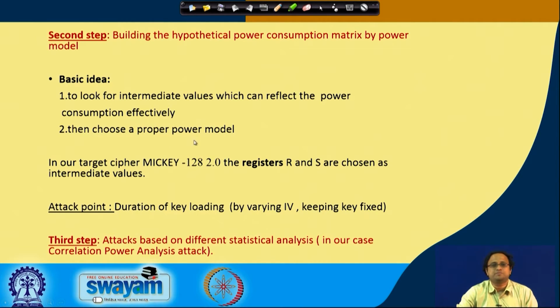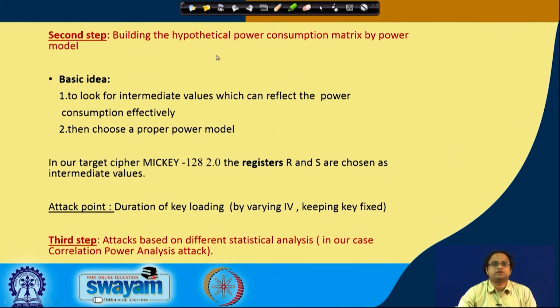Very important, in DPA, as we have seen even in the context of block ciphers, you need to make a target selection. The basic idea is that you build your hypothetical power consumption matrix by a power model. This could be a Hamming weight or Hamming distance power model, and the idea is to look for intermediate values which can reflect the power consumption effectively. Then you choose a proper power model. In our case, we target the register R and the register S, and we find the summation of the register R content and the register S content, and we take the Hamming weight of that as our power model.